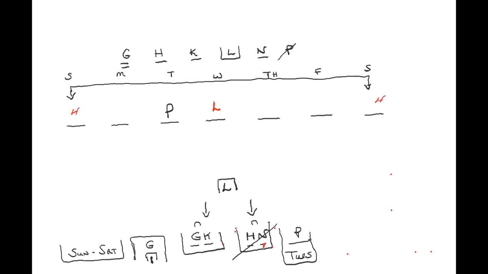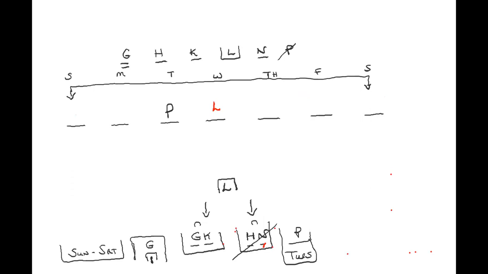But I've got to keep the G and the K together, right? If the only way to keep the G and the K together is over here, and by doing that, you force the N here, and that's not going to work. All right.